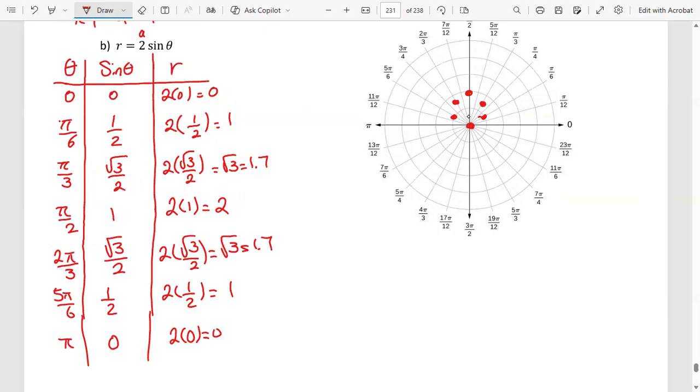Now, if you connect these points, you will see that we have a circle along the y-axis, and the diameter is 2. That's exactly the same as what we expect.